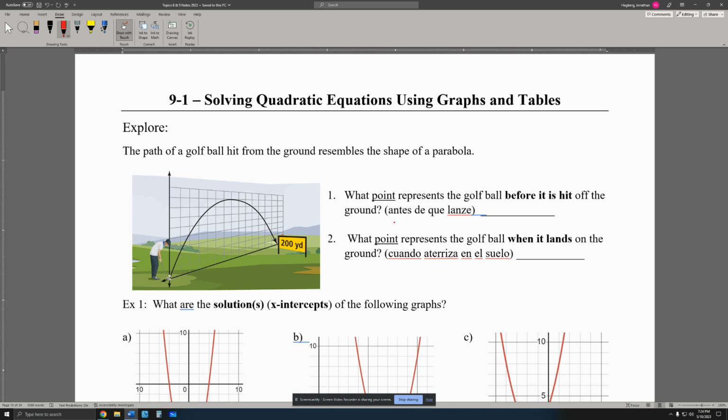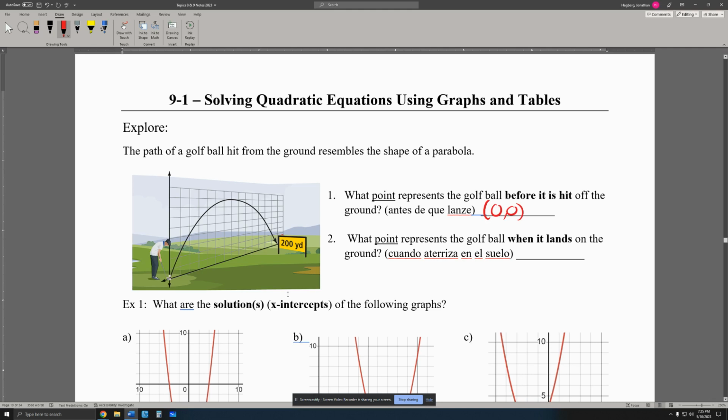So I want to know what point represents the golf ball before it's hit off the ground. Looking at this diagram, given these axes, this horizontal axis being the x-axis and the vertical axis being the y-axis, the point that the golf ball starts is the origin, 0, 0.